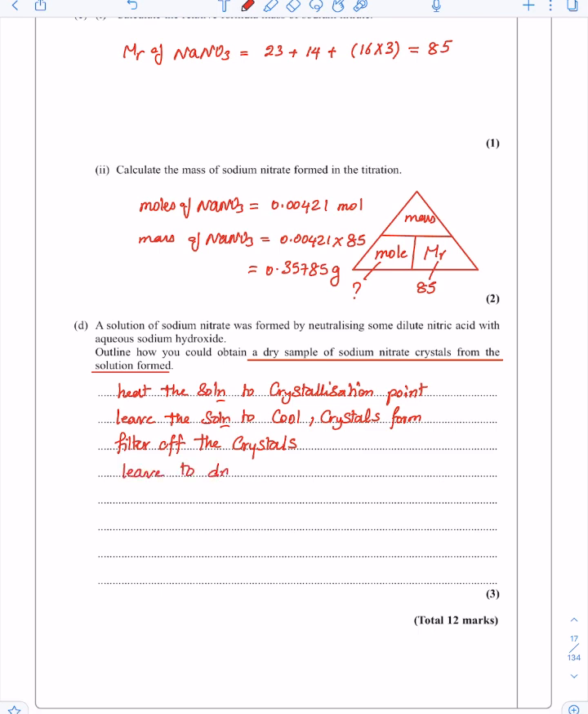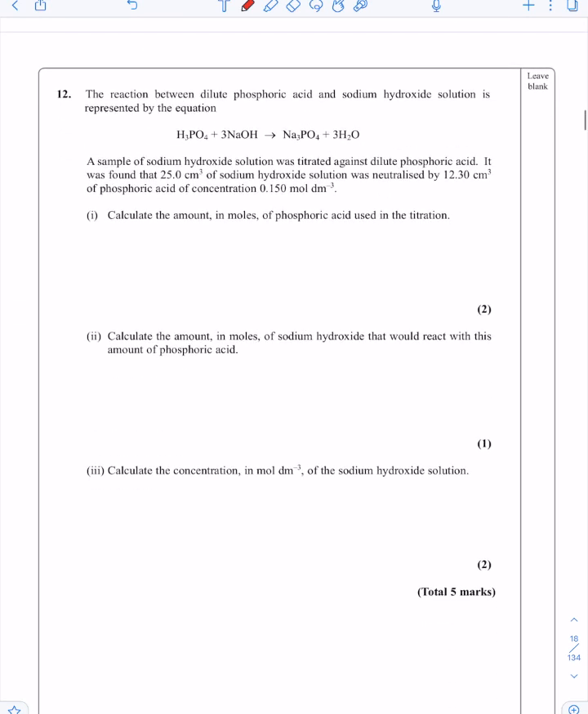Leave to dry in a warm place, or we can also dry the crystals between two filter papers. Next, the question D, Question 12.